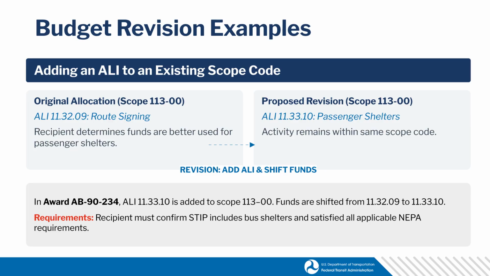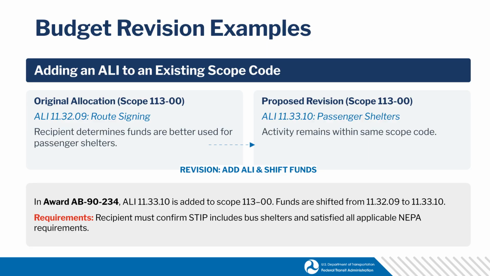Next example. Adding an ALI to an existing scope code. Award AB-90-234 includes a scope code for stations, stops, and terminals, and funds are allocated to acquire route signing, 11.32.09. However, the recipient determines that it prefers to use the funds to construct passenger shelters, 11.33.10, which is an activity within the scope, 113-00.